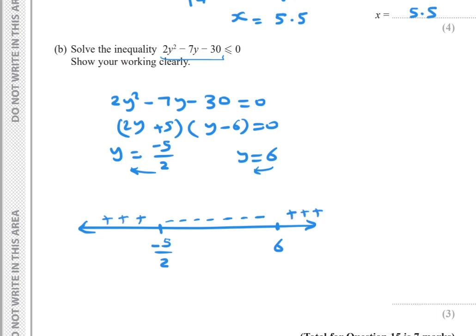So in this case, the solution, because I need less than or equal to 0, is y greater than or equal to negative 5 over 2 and less than or equal to 6. So between the roots.